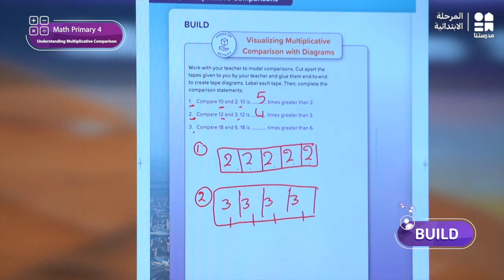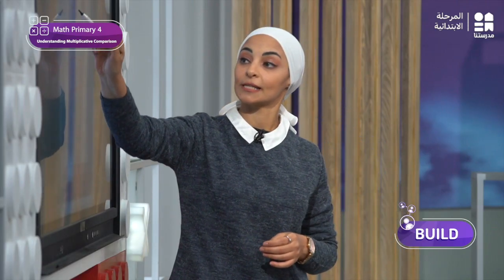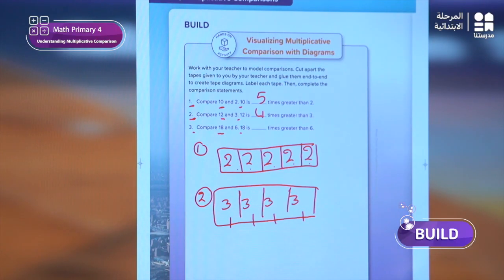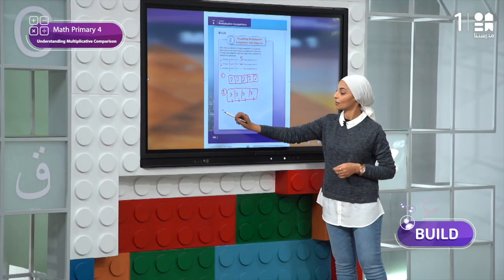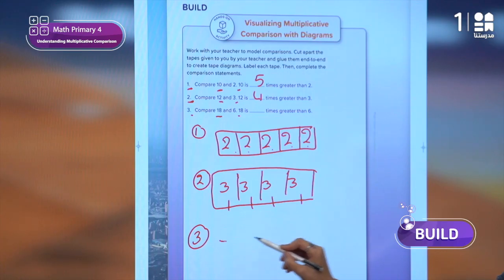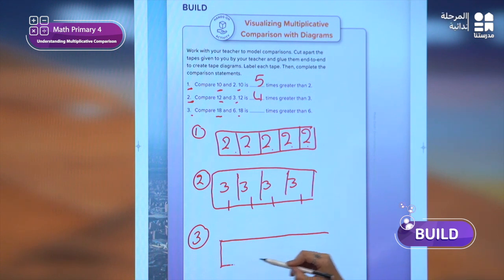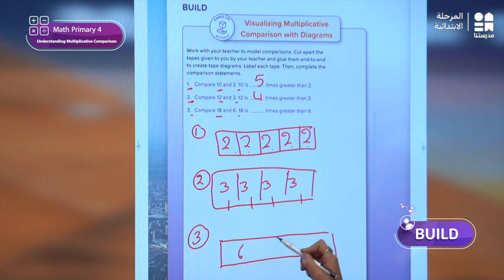Problem number 3, I want to compare between 18 and 6. I want to know how many 6's are in 18, which means we need to know how many 6's in 18. Let's draw our tape diagram again. Here is number 3. I will draw my tape diagram to know how many 6's are in 18. Let's see: 6 plus 6 is 12, plus 6 is 18.